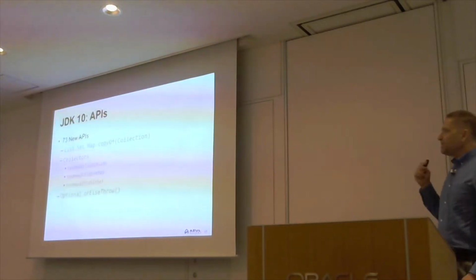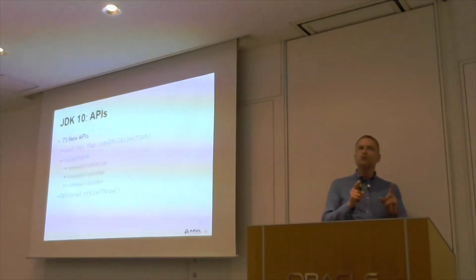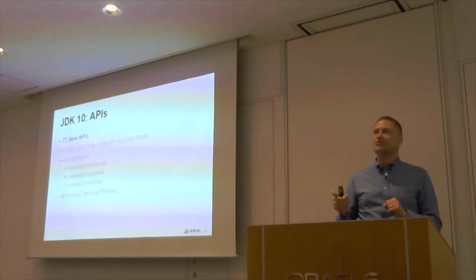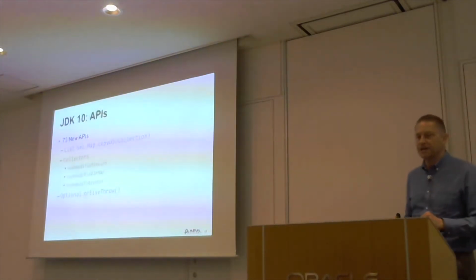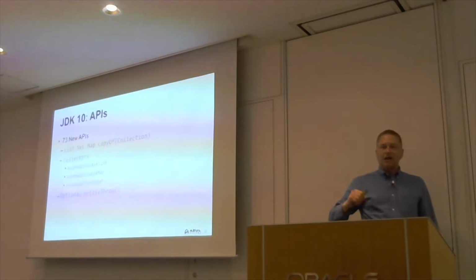There are 73 new APIs in JDK 10. Interestingly, there are no new classes. There are some new methods, but there are no new classes in JDK 10. Most of what they've done is around collections.